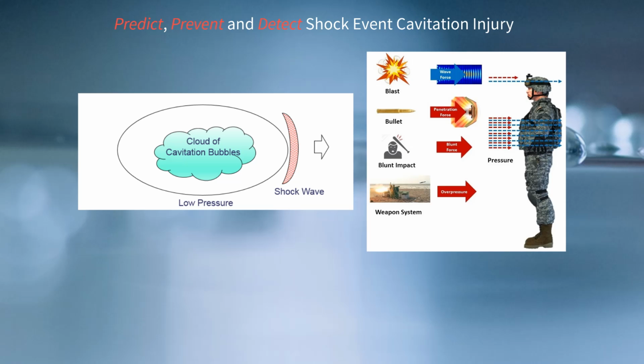Now this is where a high pressure shock wave from either a blast, bullet impact, blunt force or weapon system overpressure travels through the body, and behind it an area of low pressure causes the liquid in the body to vaporize and form a cloud of cavitation bubbles. Then as the shock wave continues to travel, the cavitation bubbles collapse and cause damage to the body.